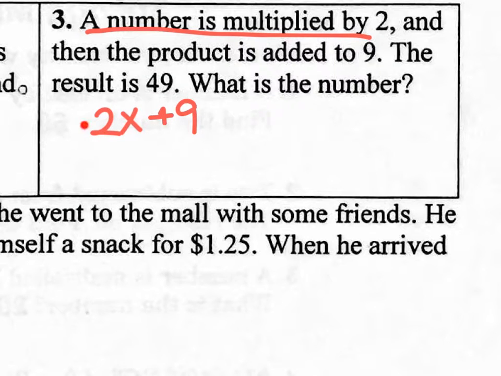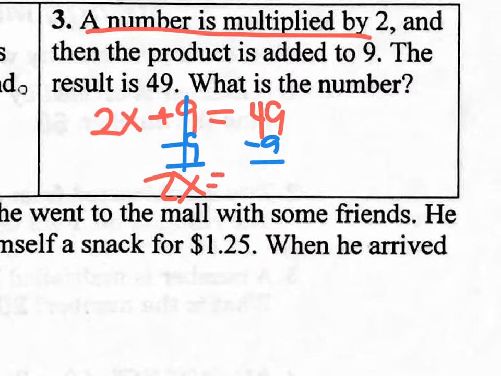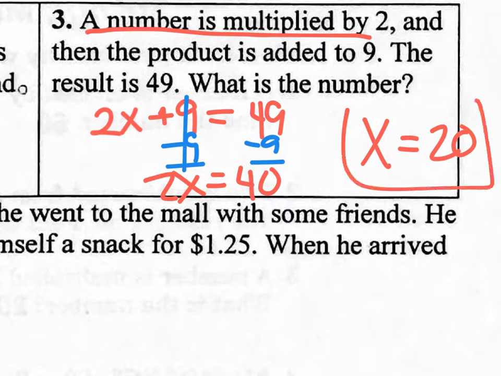Now technically, this added to 9 should have a 9 over here. Sorry. Technically, it should have a 9 plus the 2x, but because of commutative property, you can put the plus 9 in the back if you want. That's fine. And then it says the result is 49. So we're going to put equals 49. And it's really that easy, reading it a little bit at a time and writing what you understand. Let's solve it now. Minus 9 cancels. Minus 9. You're going to get 2x equals 40. x equals 20 if you divide both sides by 2.